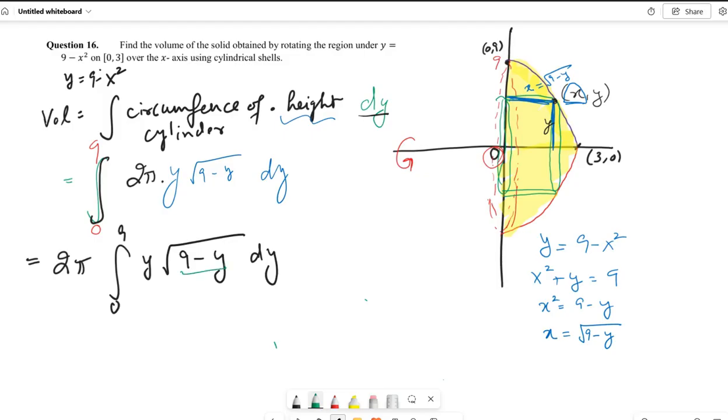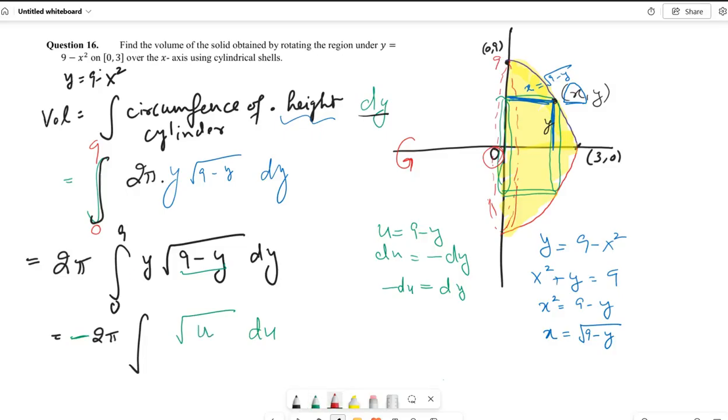So for substitution, I'm going to put u is equal to 9 minus y. du would be, the derivative of 9 minus y is negative 1, so negative dy. That means dy can be replaced by negative du. Okay, so let's do the substitution. 2 pi integral. Now dy is replaced by negative du. Negative comes out. Square root of 9 minus y can be replaced by square root of u. But the problem here is this y here. We don't know what to put, right?